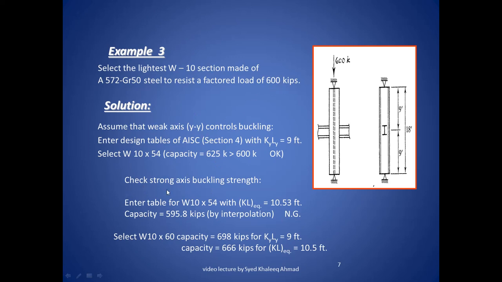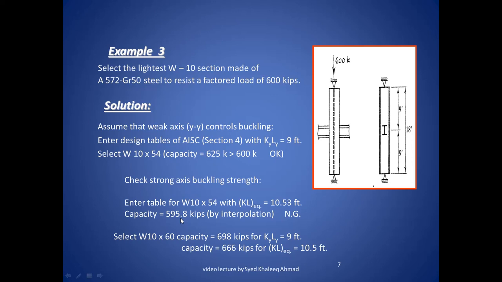Now check strong axis buckling strength. So enter the table for W10 by 54. Now we have selected this, so we will check how much load it can take. So W10 by 54 with KL equivalent. Here you have to find the equivalent value for KL, as you have seen in the previous chapter how to find KL equivalent from KLx. This value will be 10.53 and the capacity is 595.8 kips.